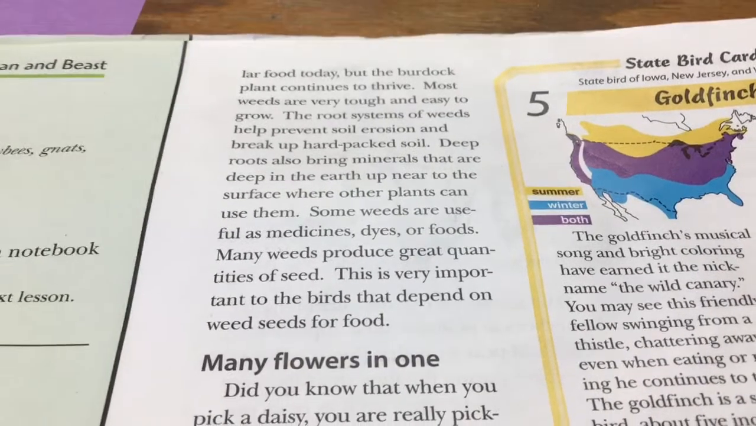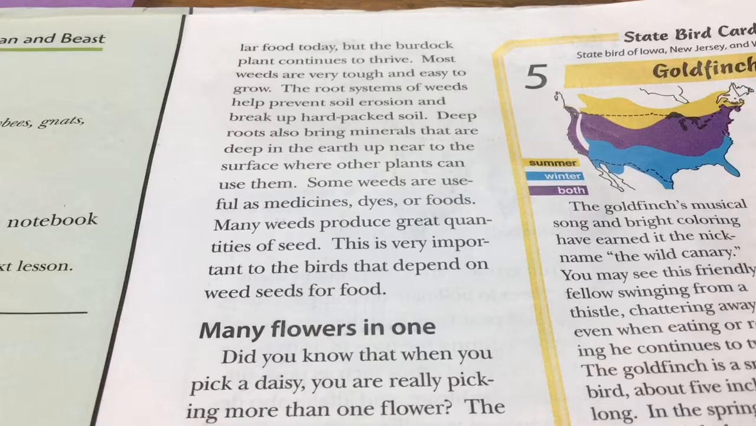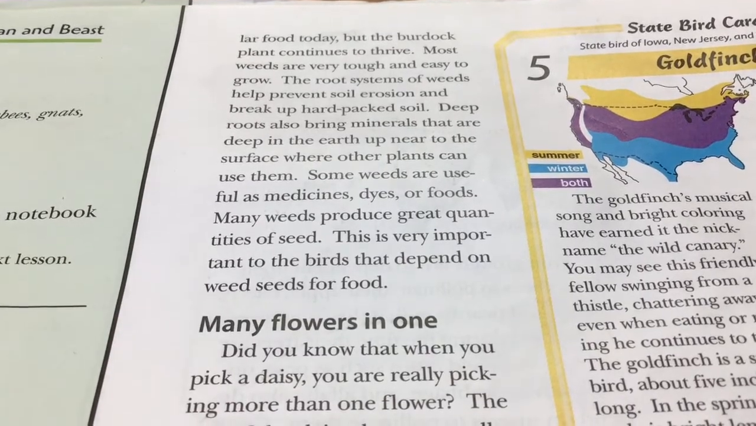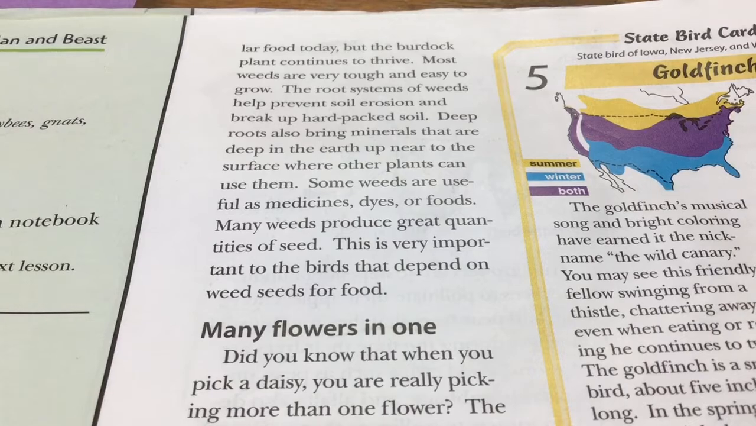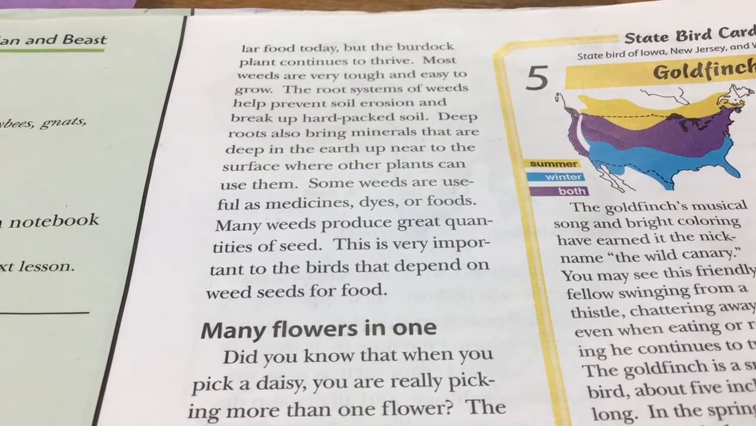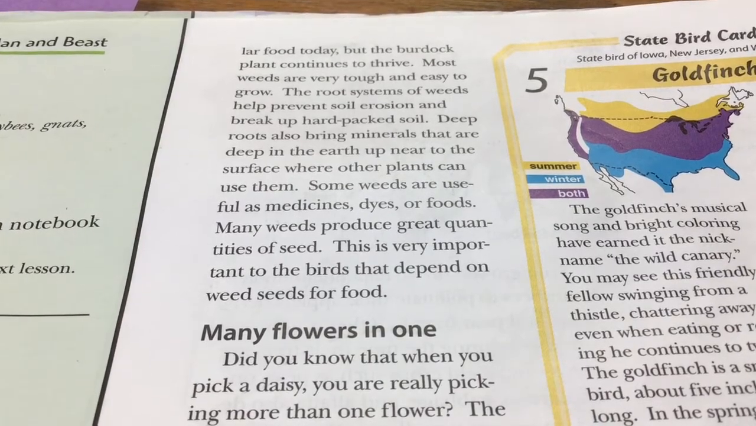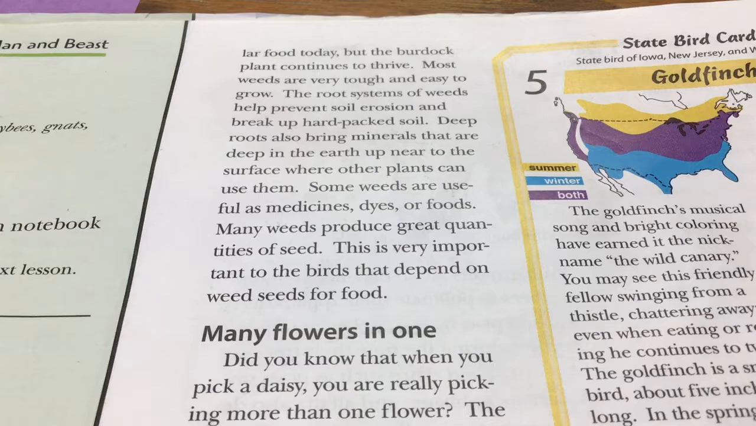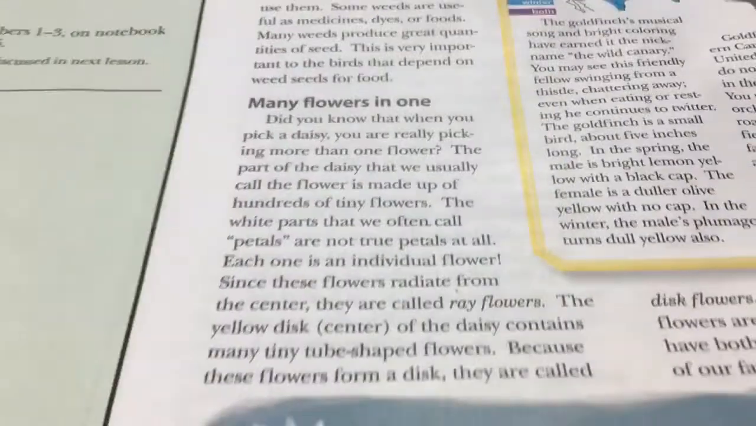If you've ever had to dig weeds out of your garden or your flower bed, you know what I'm talking about. The root system of weeds help prevent soil erosion and break up hard-packed soil. Deep roots also bring minerals that are deep in the earth up near to the surface where other plants can use them. Some weeds are useful as medicines, dyes, or food. Many weeds produce great quantities of seed. This is very important to the birds that depend on the weed seed for food.